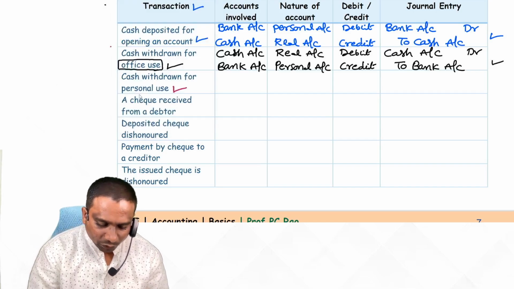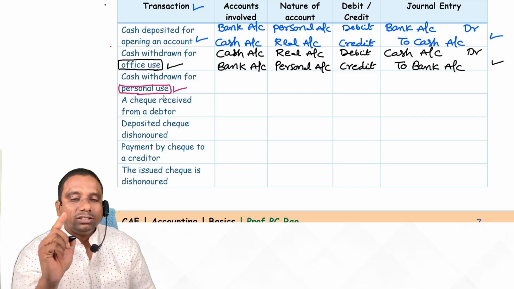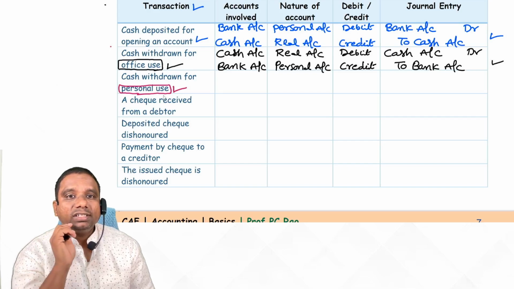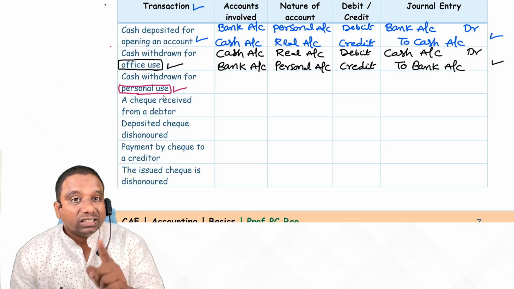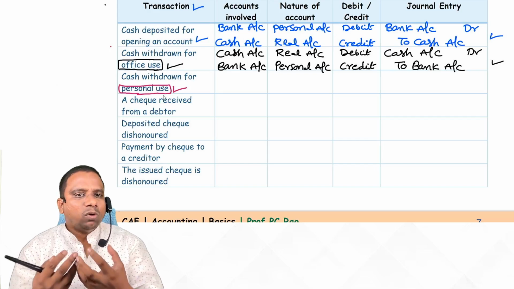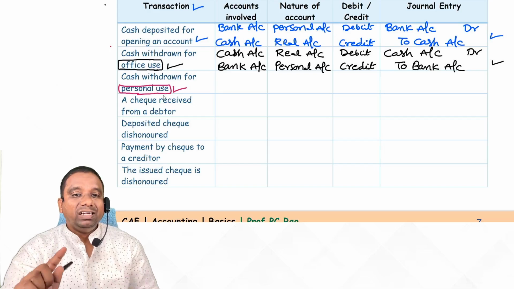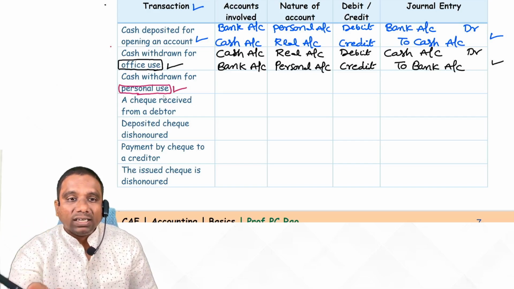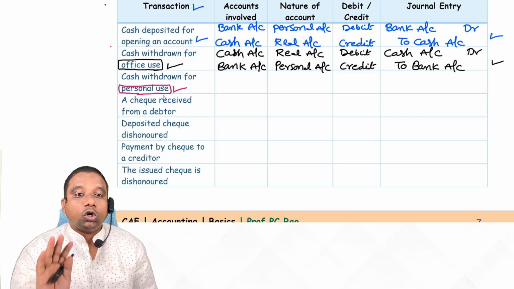Cash withdrawn for personal use. The first one was for office use, where we withdrew cash for business purposes. Personal use means for the owner's personal purpose. Whatever amount given by the proprietor, the owner, to the business, we treat it as capital. Whatever amount withdrawn by the proprietor, we treat it as drawings.